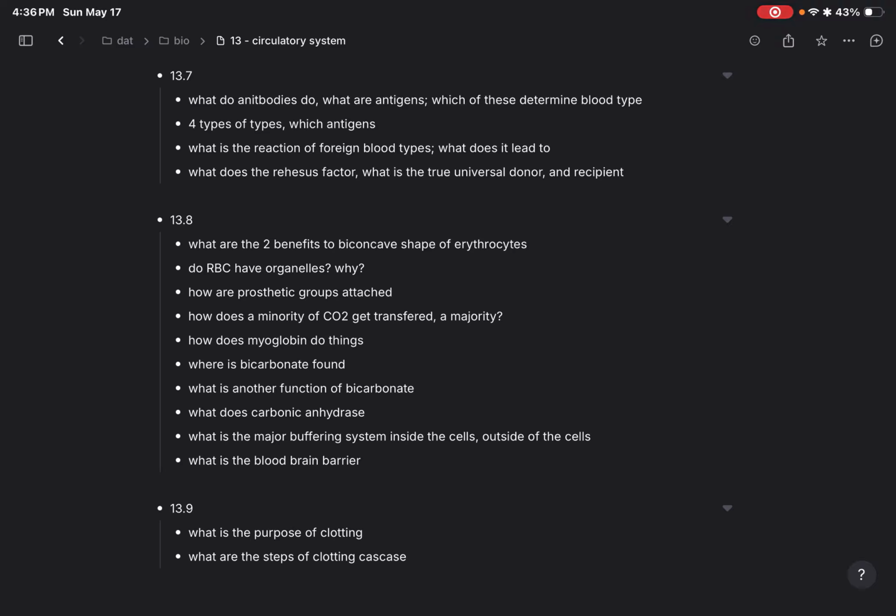Because if they don't have the antigen, so they don't have anti-A, they don't have anti-B, they also don't have anti-RH, because they have the rhesus thing, so what are they going to be targeting if there's only two, right? So O negative will be the true universal donor because it has no RH factor, nor does it have any A or B stuff.